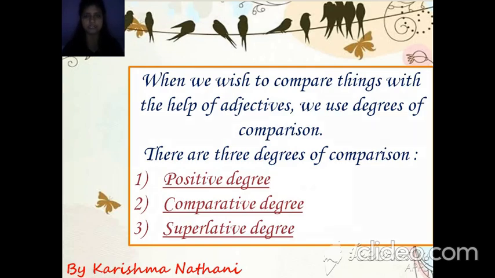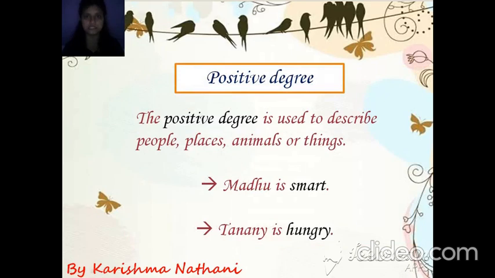So let us understand the positive degree in depth. The positive degree is used to describe people, places, animals, or any things. For example, Madhu is smart. Here smart shows positive degree. Tanmay is hungry. Here hungry shows positive degree.